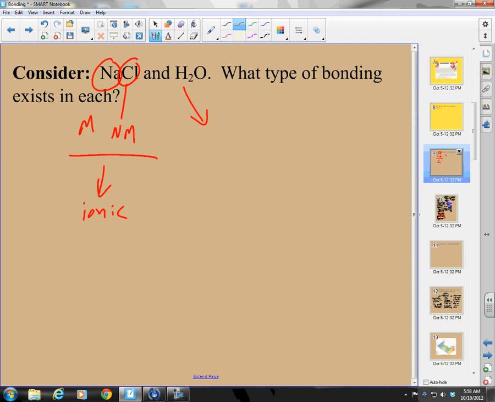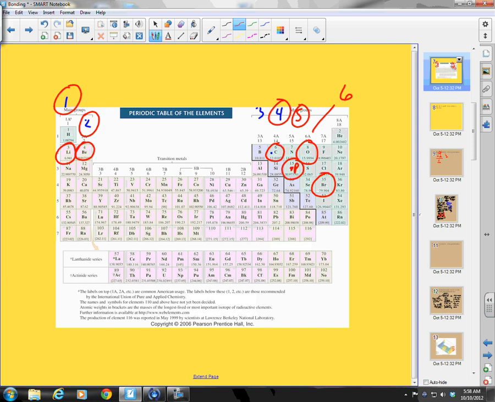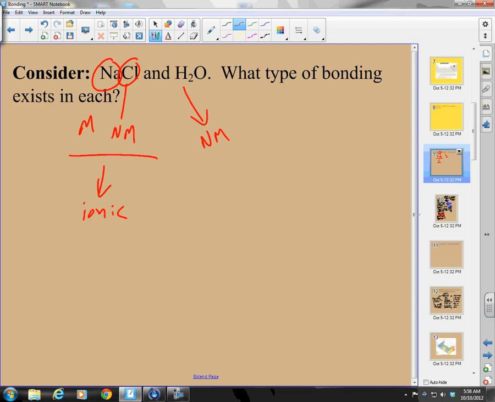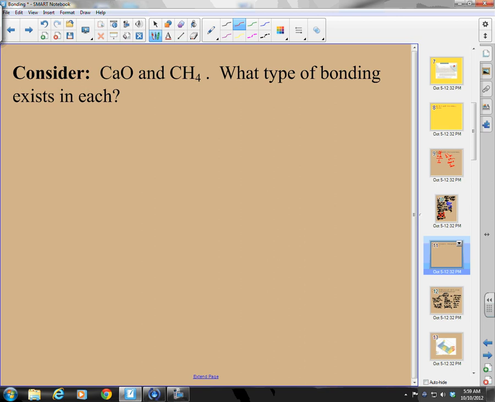Here, hydrogen is a nonmetal. And remember, even though hydrogen is up here, that is still a nonmetal. My hydrogen is a nonmetal, right? Good. And oxygen is over here. It's a nonmetal. So when I have a nonmetal and a nonmetal, what's going to happen? I'm going to have sharing of electrons. That means I have a covalent bond, and I'm going to form a molecule, right? Cool. Moving forward. Calcium oxide and methane.